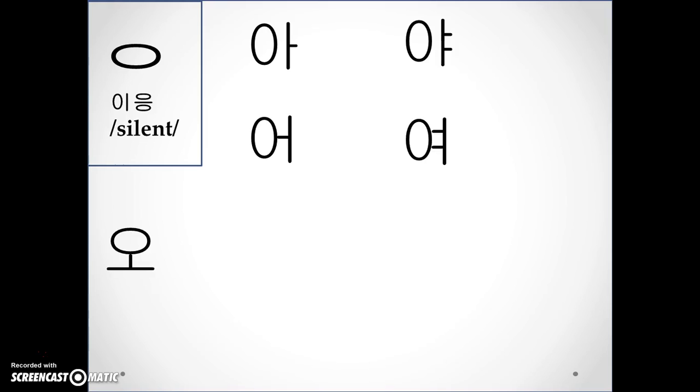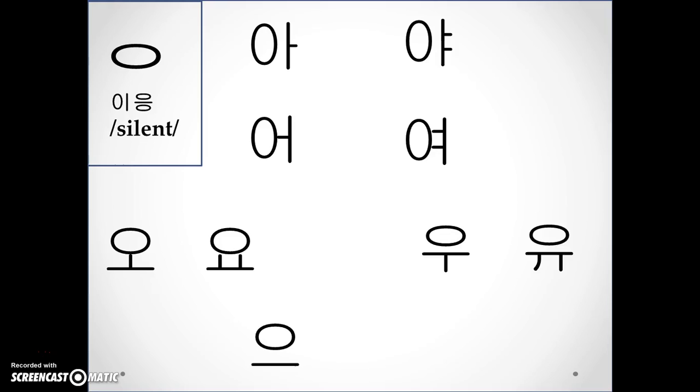이응, they are silent when I'm doing the pure vowels. So, 아, 야, 어, 여, 오, 요, 우, 유, 으, 이.